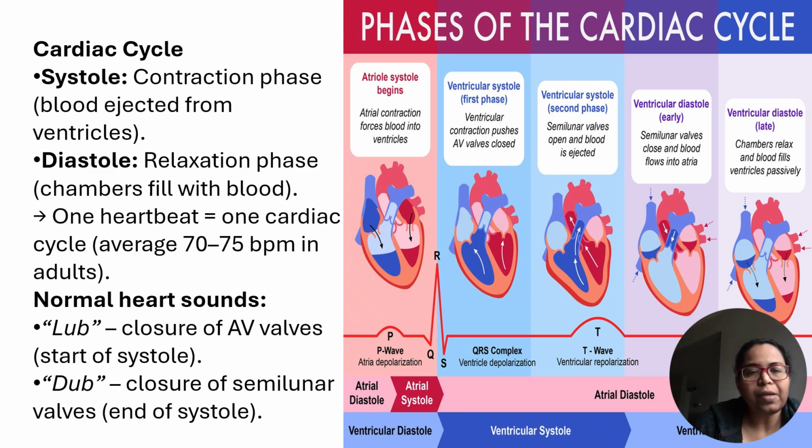An average of 70 to 75 beats per minute in an adult is normal. Up to 100 is considered within the normal limit. And the normal heart sounds are lub and dub. Lub is the closure of the atrioventricular valves, and dub is the closure of the semilunar valves. Lub is the start of systole, and dub is the end of systole.